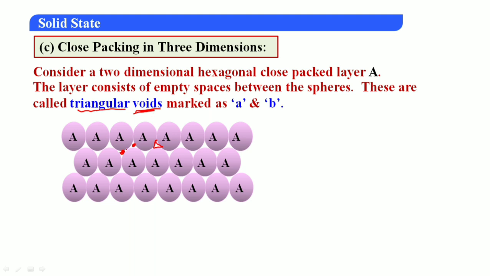Here 2 types of voids are there. This is one type of void. This row is one type of void. This row is another type of void. Hence that is named BBB and that is named AAA. So A and B both are the same.